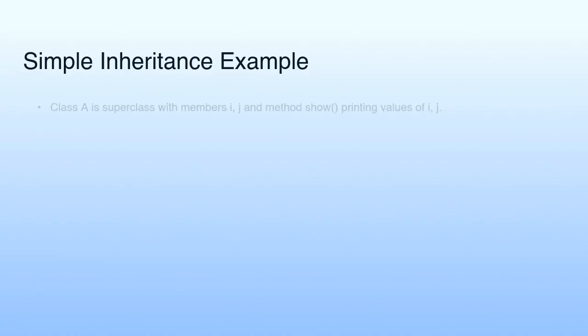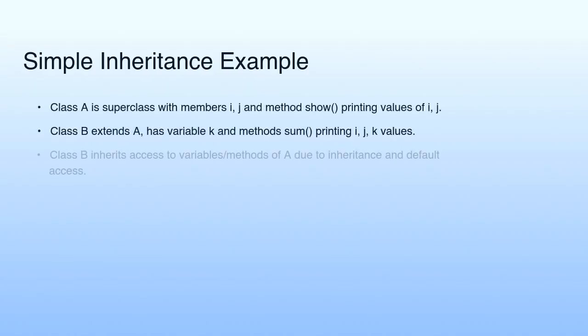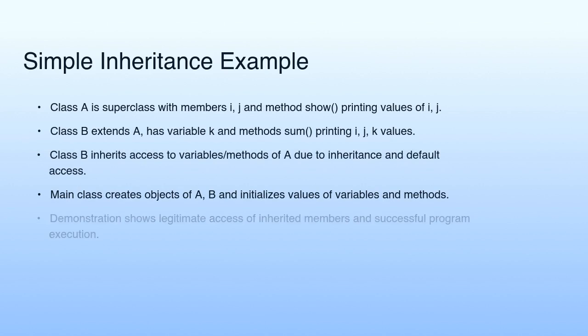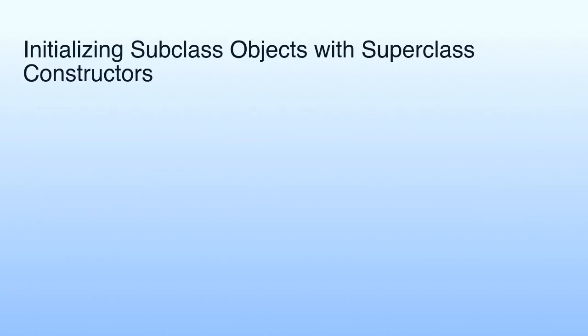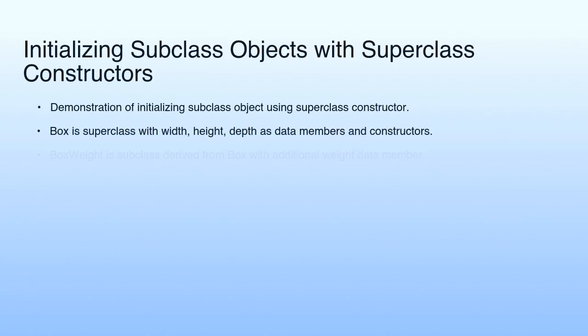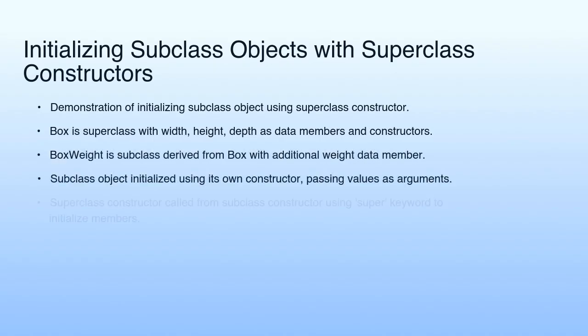An example of simple inheritance is presented, where class A is the superclass with members i and j and a show method printing their values. Class B extends A with an additional variable k and methods like sum printing the values of i, j and k. By inheriting from A, class B gains access to its variables and methods due to inheritance and default access. The process of initializing subclass objects using superclass constructors is demonstrated.